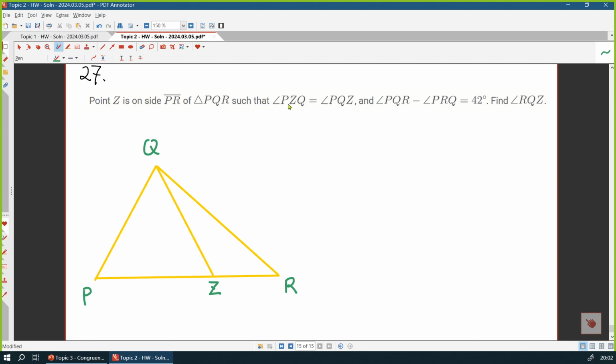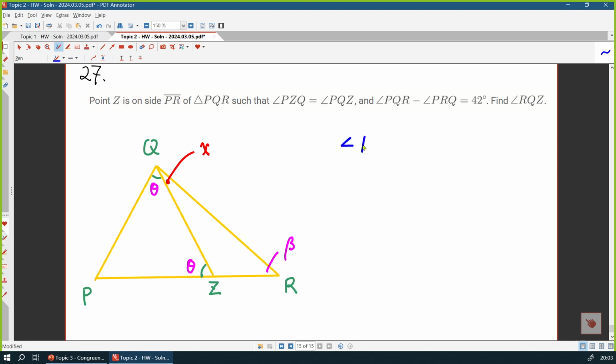And we know angle PZQ equals angle PQZ. And angle PQR minus angle PRQ equals 42 degrees. And you need to find angle RQZ. So you need to find this angle here, right? We don't know that angle. Usually you can call this angle x. Well, in order to facilitate our discussion, let's call this angle theta. Then this angle is also theta, right? And then let's call this angle beta.